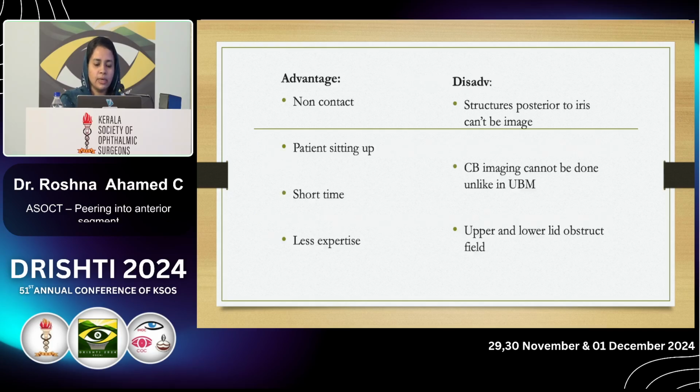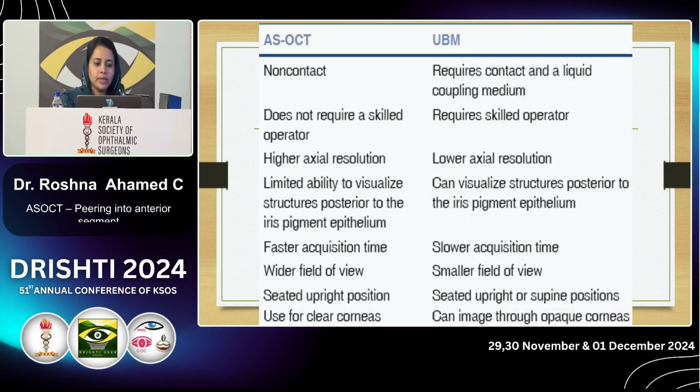The biggest disadvantage is that we cannot image the ciliary body, and for that we have to do UBM. The structures posterior to the iris cannot be imaged in ASOCT, but it can be done in a short time with less expertise. We can do it in the sitting position itself. Comparing ASOCT and UBM, the most important difference is that UBM can visualize the structures posterior to the iris pigment epithelium, but ASOCT cannot. But in ASOCT we have a wider field of view compared to UBM.